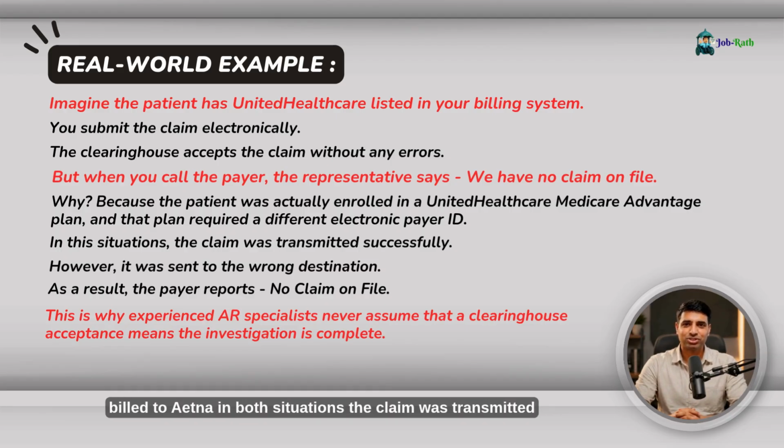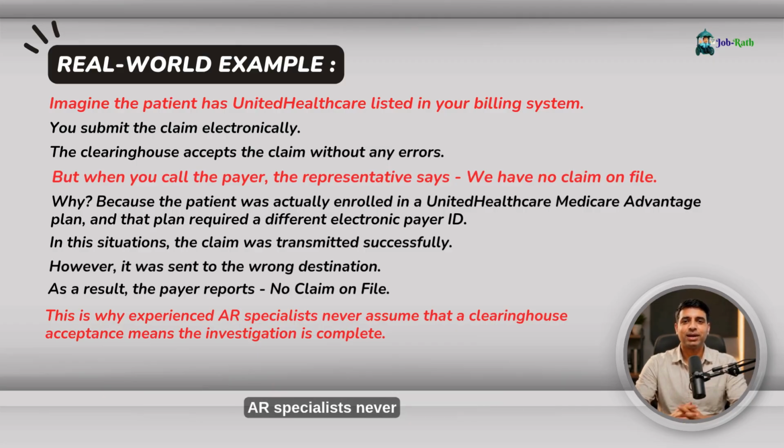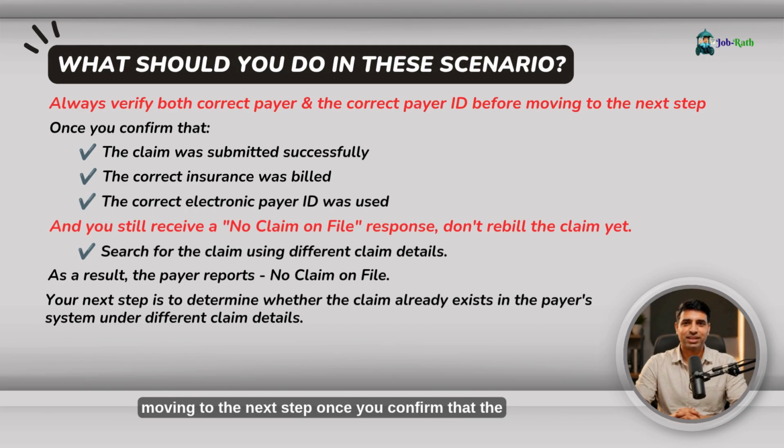In both situations, the claim was transmitted successfully. However, it was sent to the wrong destination. As a result, the payer you contacted honestly reports no claim on file. This is why experienced AR specialists never assume that a clearinghouse acceptance means the investigation is complete. They always verify both the correct payer and the correct payer ID before moving to the next step.